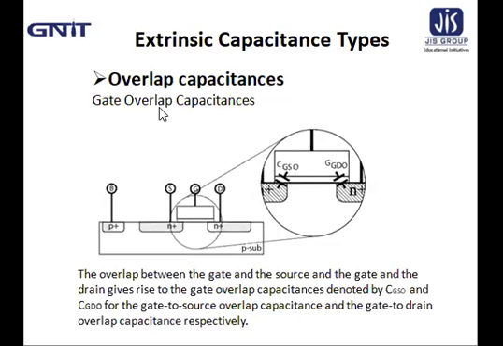Now, among the different types of extrinsic capacitance, the first one is overlap capacitance, which is mostly dependent on geometry. And there is also another type of extrinsic capacitance. Under these overlap capacitances, there are gate overlap capacitances. There are some overlaps between the gate and the source, which is shown in this figure, and also between the gate and the drain. This overlap area gives rise to the gate overlap capacitances.